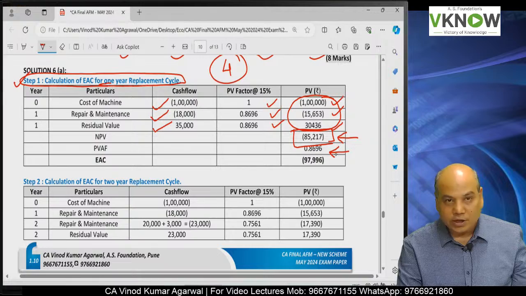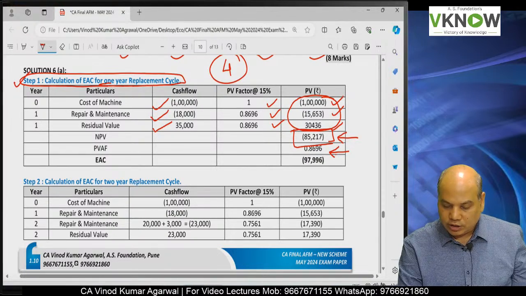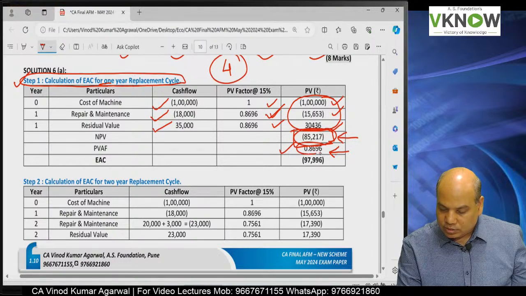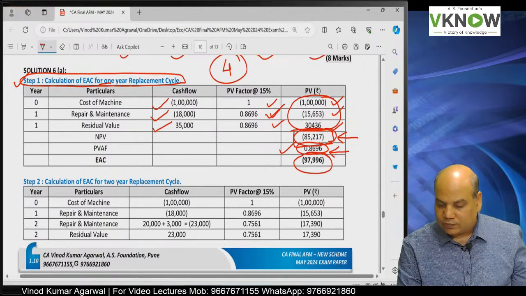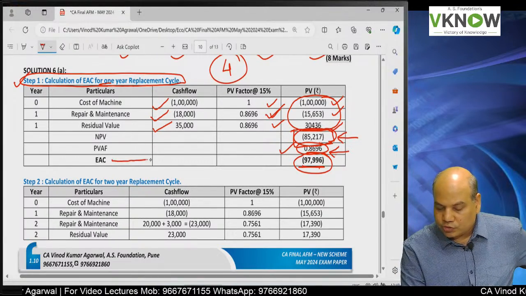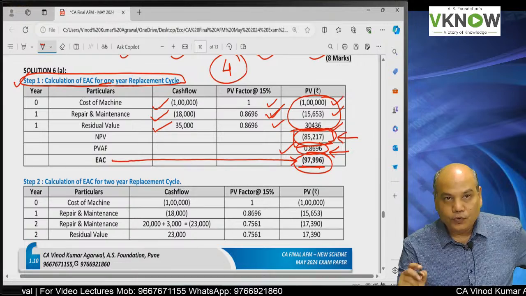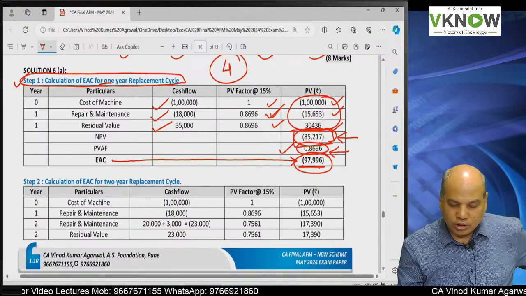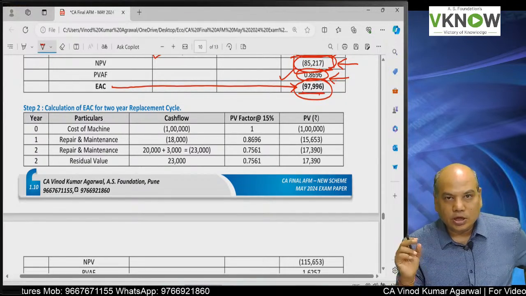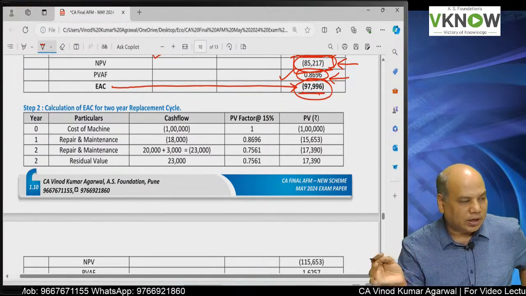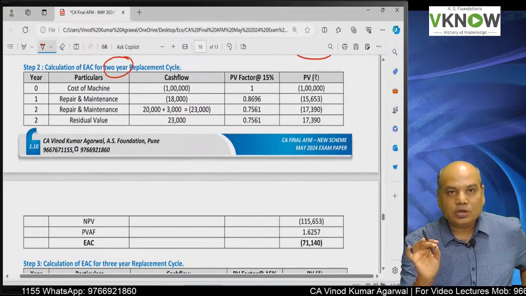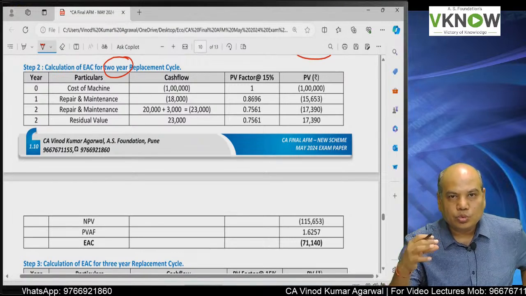Divide by the PV annuity factor for 1 year. For 1 year the factor will be the same. When you divide this by the factor, you get the equivalent annualized cost, 97,996. This is the cost per annum if you replace every year. If you replace every year, you are going to incur 97,996 in equivalent terms.